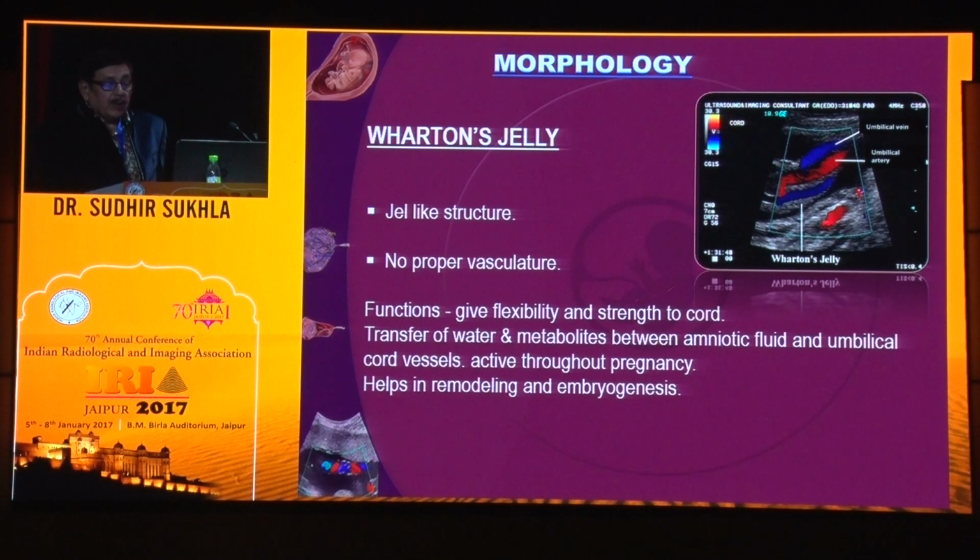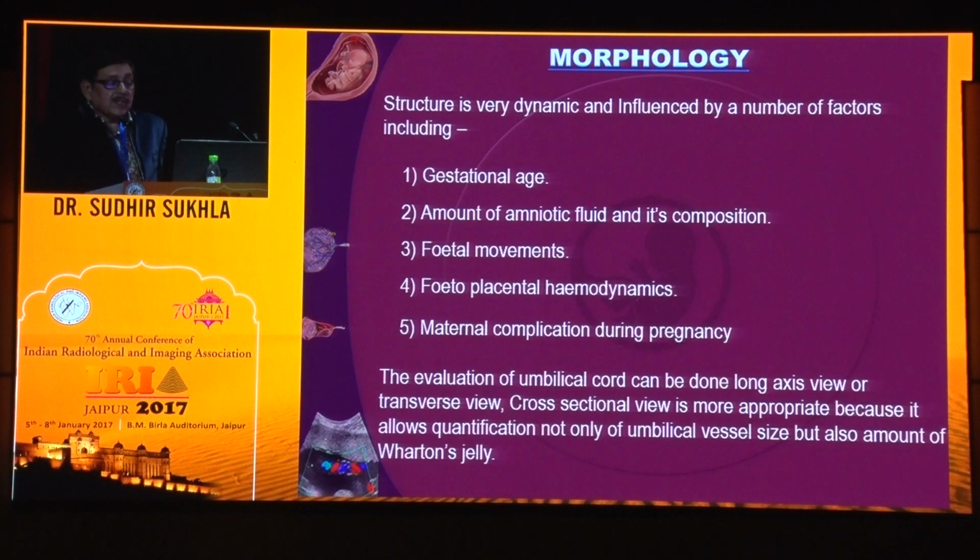Here is a picture of Wharton's jelly that you have already seen. The structure is very dynamic and influenced by a number of factors, including gestational age. The cord will be different at 13 weeks and different at 30 weeks. Other factors are the amount of amniotic fluid and its composition, and fetal movements. As the fetus moves, it pulls the cord along, which helps in the lengthening of the cord. Then there are feto-placental hemodynamics and maternal complications during pregnancy.